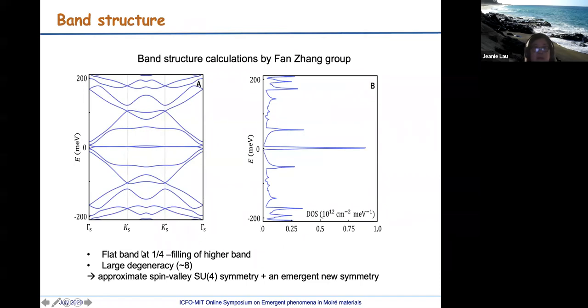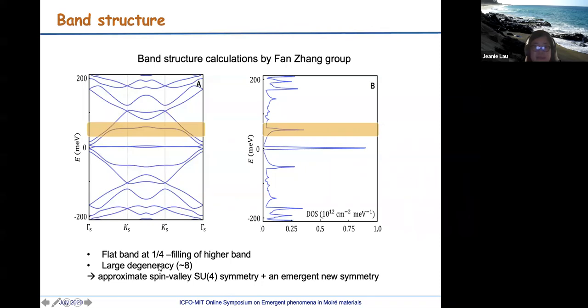From the band structure calculation, it looks like there is a flat band region of the next band. So not just the lowest band is flat, but you can have a flat band even in the second band. The large degeneracy we've seen suggests that we not only have this approximate SU(4) symmetry, but perhaps we also have an emergent new symmetry.